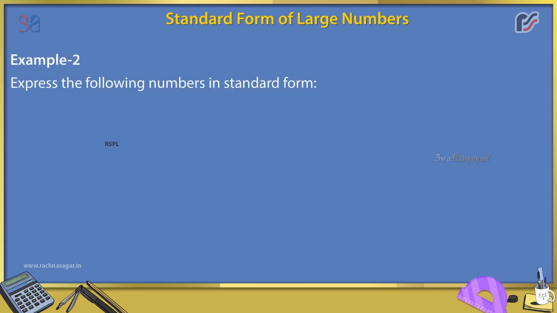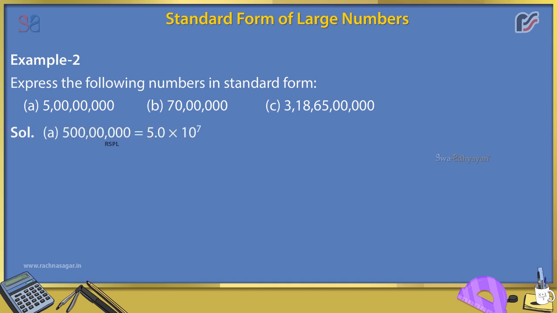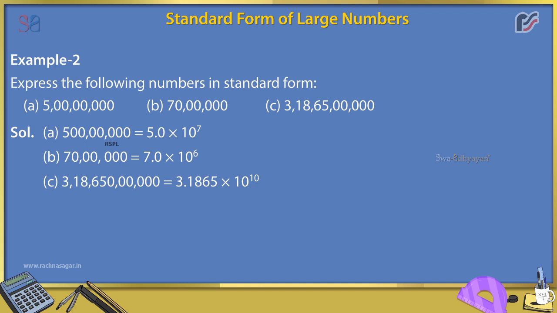Example 2. Express the following numbers in standard form. A. 5 crore. B. 70 lakhs. C. 318 crore 65 lakhs. Solution. A. 5 crore is equal to 5.0 into 10 raised to the power 7. B. 70 lakh is equal to 7.0 into 10 raised to the power 6. C. 318 crores 650 lakhs is equal to 3.1865 into 10 raised to the power 10.